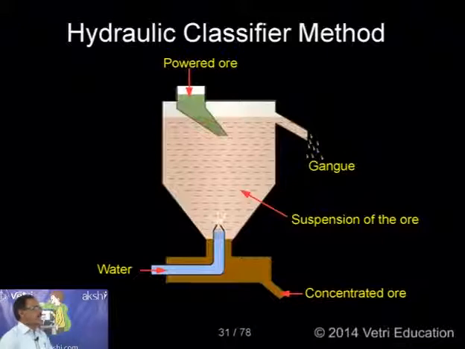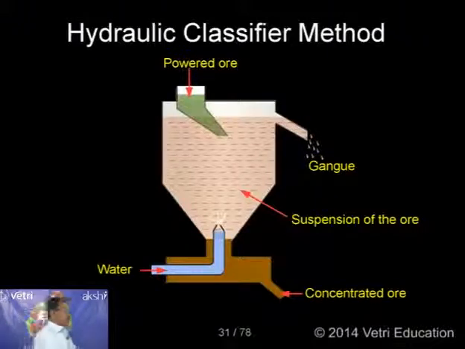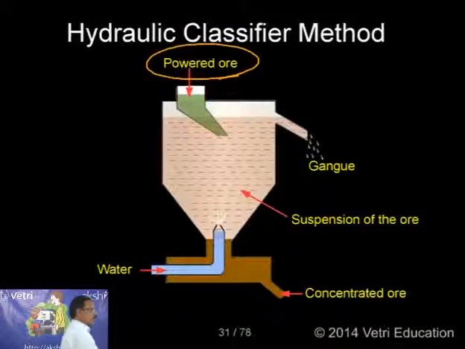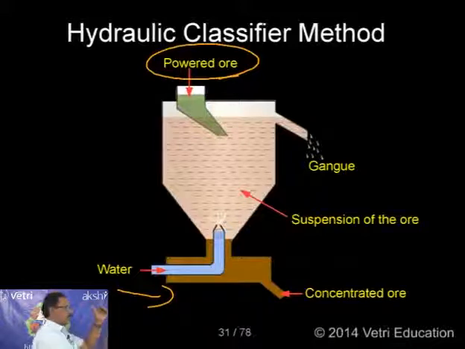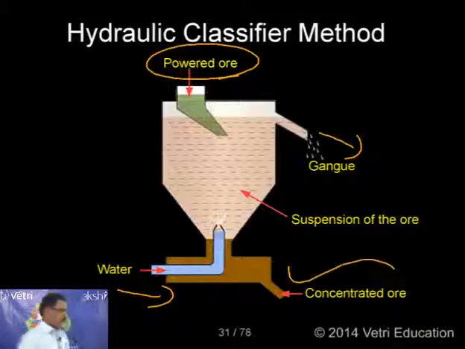The next method you are seeing is the hydraulic classifier method. Can you follow? There is a hopper at the top. At the hopper, we are adding the powder ore, and from the bottom, we are introducing water. We are supplying it from the bottom. So when the ore comes down along with the lighter impurities, what will happen now? Because of the cone shape, the rate of flow of water can be controlled at the bottom. So only lighter impurities will go upward and be washed away, whereas the heavier ore will be collected at the bottom. This is the most basic principle of the hydraulic classifier method.